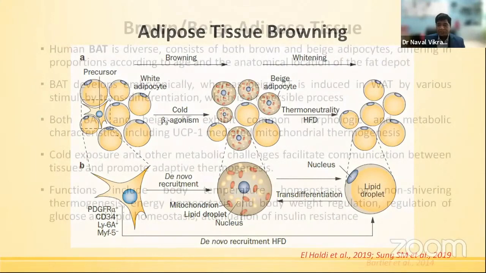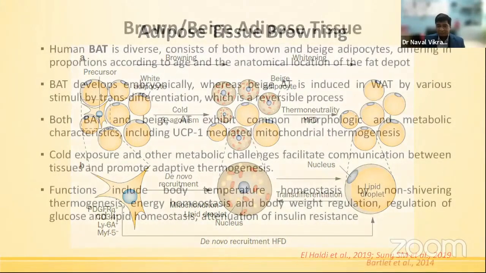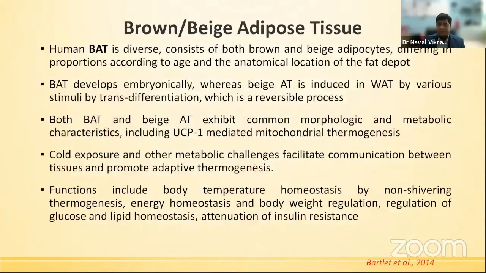Now, the brown or beige adipose tissue is diverse. It consists of both types of adipocytes, and the amount and location depend on the age of the subject. With increasing age, there is a decrease in the quantity of brown or beige adipose tissue. Brown adipose tissue develops embryonically, as I said earlier, whereas beige adipose tissue is induced from white adipose tissue by stimuli which cause transdifferentiation.